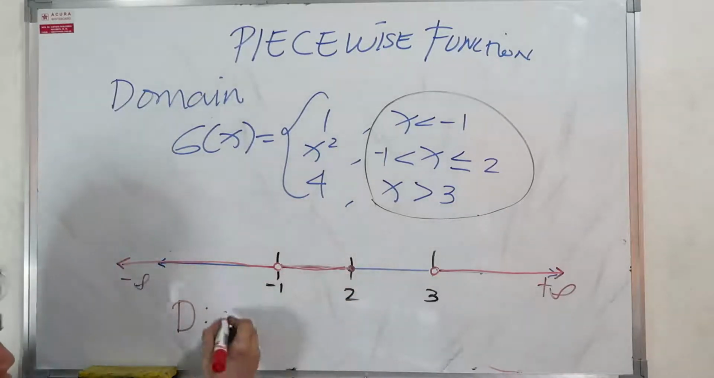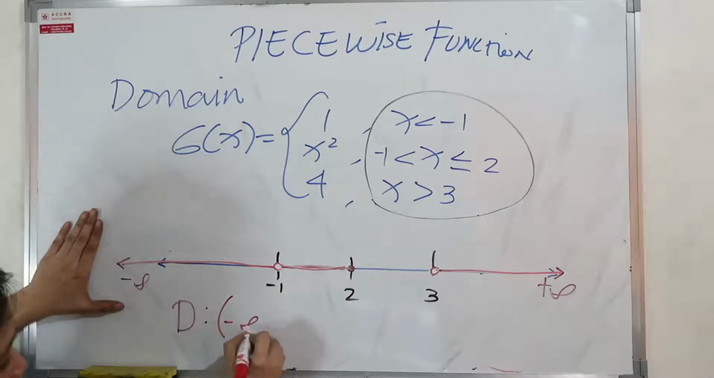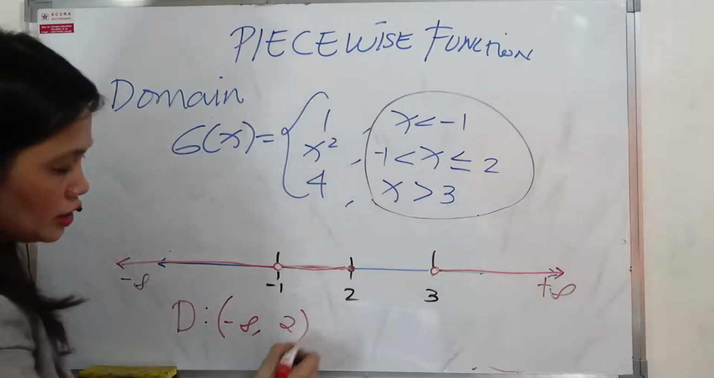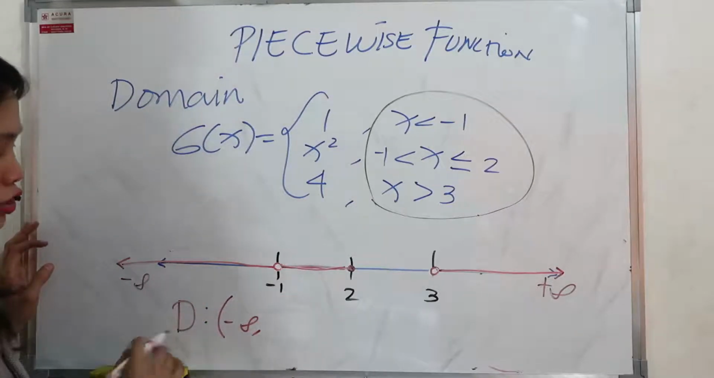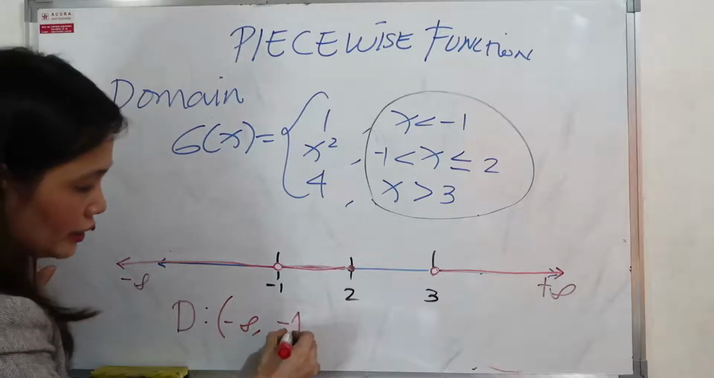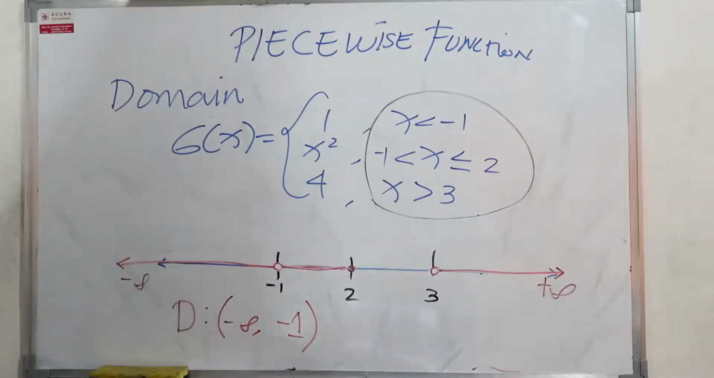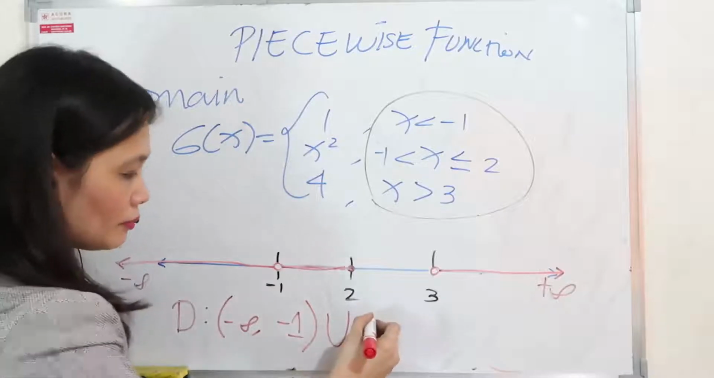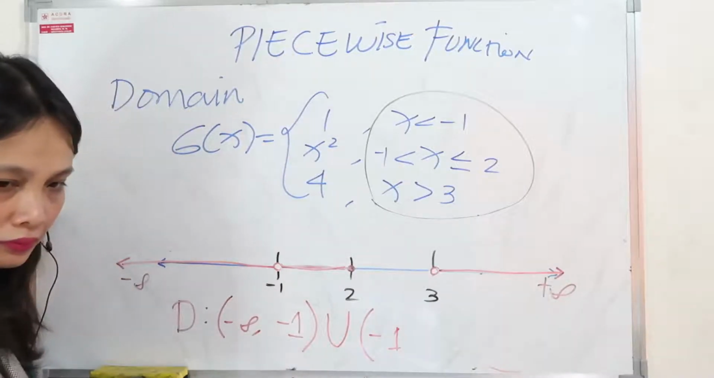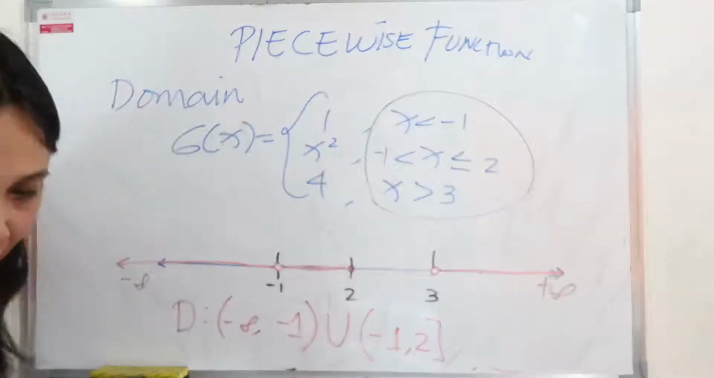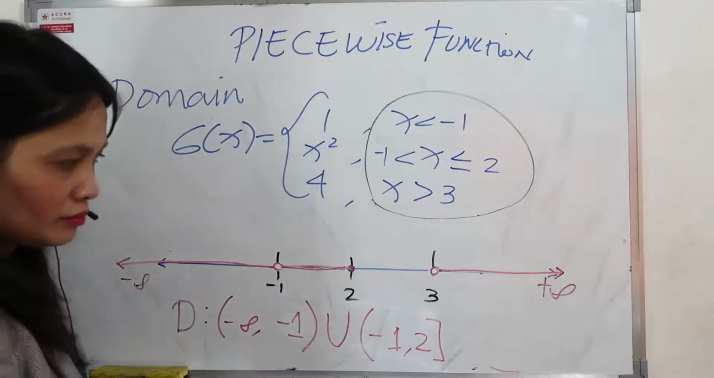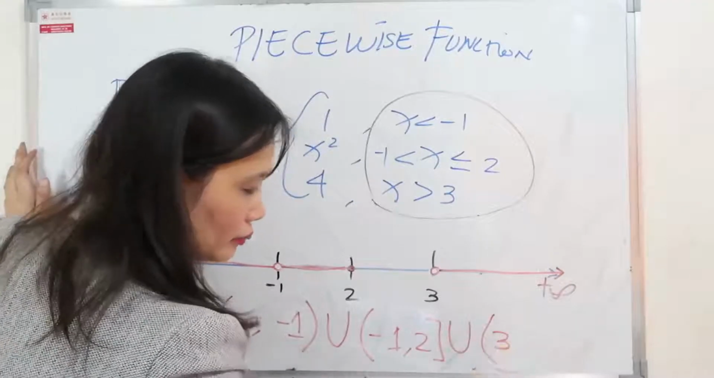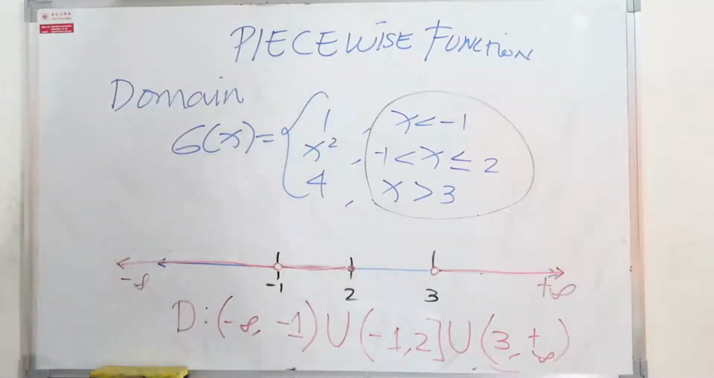So your domain will be what? Let's start with this on the left. So we have negative infinity going to negative 1, and then, is it bracket? Parenthesis. Next, what's the next value? Union. Parenthesis, negative 1 because negative 1 is not included. And then 2, bracket. Why is it bracket? Next, what's next? Union. Okay, that's the domain of the given function.